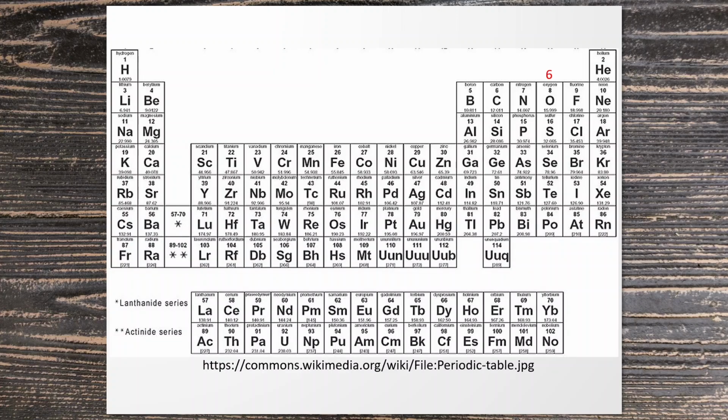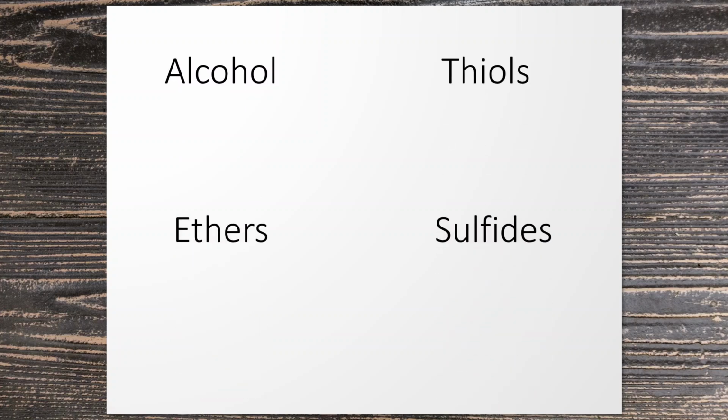Next, we will talk about sulfur functional groups. If you notice here, sulfur is in the same group as oxygen, this group 6. What this means is not only do they want to make the same amount of bonds to fill their octet, they also make some similar and comparable functional groups to oxygen. Alcohols are like thiols, and ethers are like sulfides.